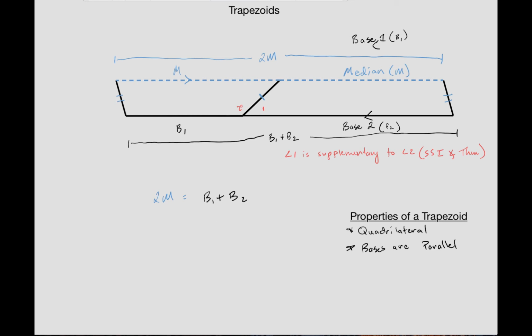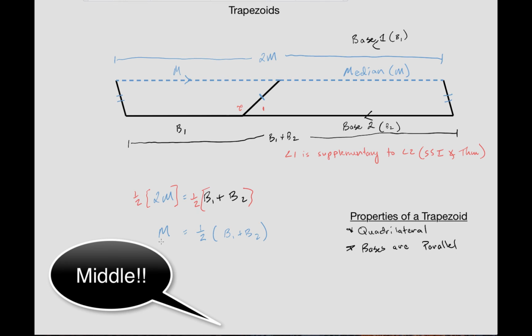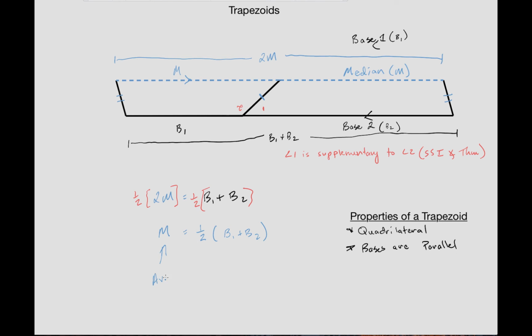And then I can just multiply both sides of this by 1/2. You could divide by 2 as well, but I prefer to multiply by 1/2. I think it looks a little nicer. And we wind up with the fact that the median is in fact just 1/2 times B1 plus B2, or B1 plus B2 divided by 2. Median, average, middle, this is all the same thing. Really what we're finding here is that the median is just the average of the two bases.